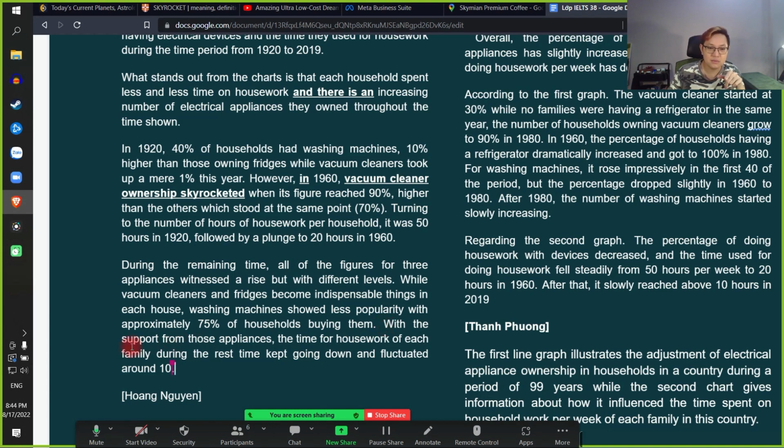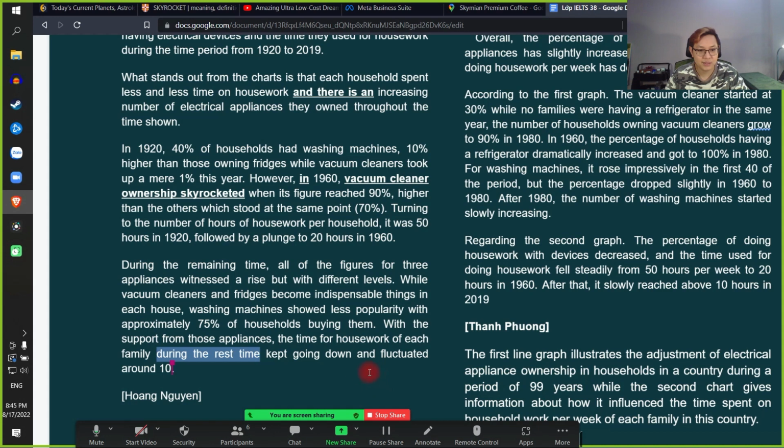Với sự ủng hộ từ những cái thiết bị này, thời gian cho cái công việc nhà của từng gia đình trong cái thời điểm còn lại, trong thời điểm nghỉ ngơi hả? During the rest time? What do you mean during the rest time? Trong thời điểm nghỉ ngơi hay là trong thời điểm những thời điểm còn lại? What do you mean? Kiểu cái thời điểm là sao nhỉ? Quên cái gì.